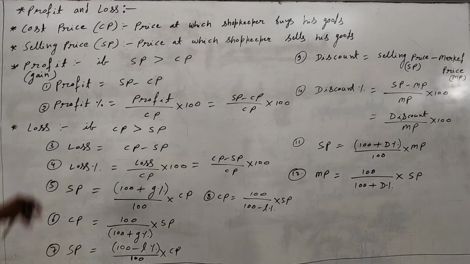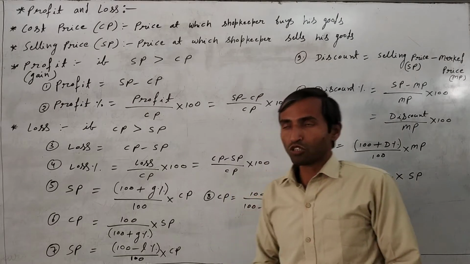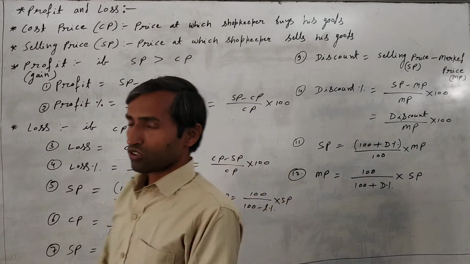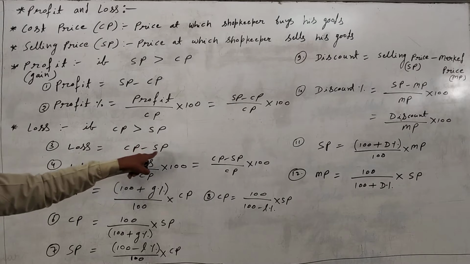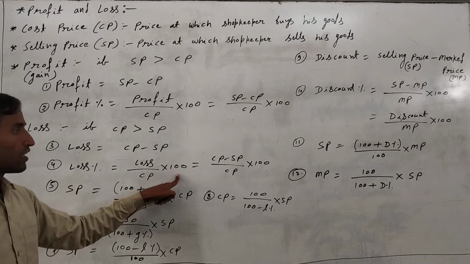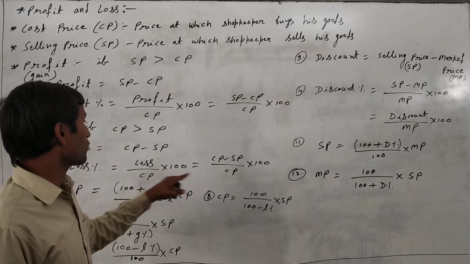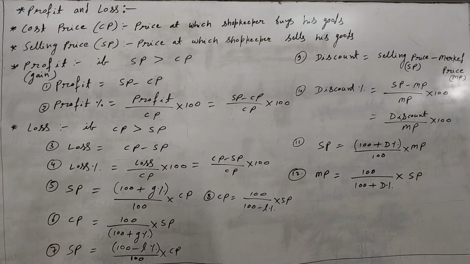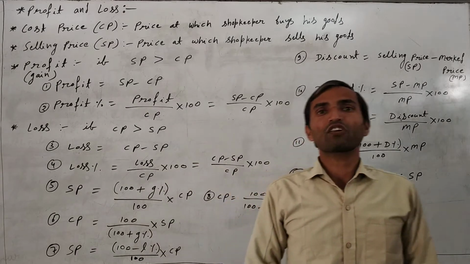And loss. In loss, if the selling price is less than the cost price, meaning cost price is greater than selling price, then we will get a loss. So the loss formula is loss equals CP minus SP. Sorry, I said SP minus CP earlier, it is CP minus SP. And loss percentage means loss upon CP into 100, that is CP minus SP upon CP into 100. So both are the same formula; in place of loss I have put CP minus SP. Now these are the straightforward questions, where the question asks for cost, profit or loss.